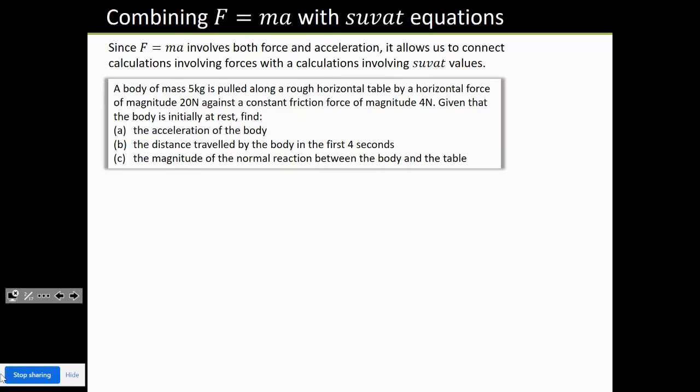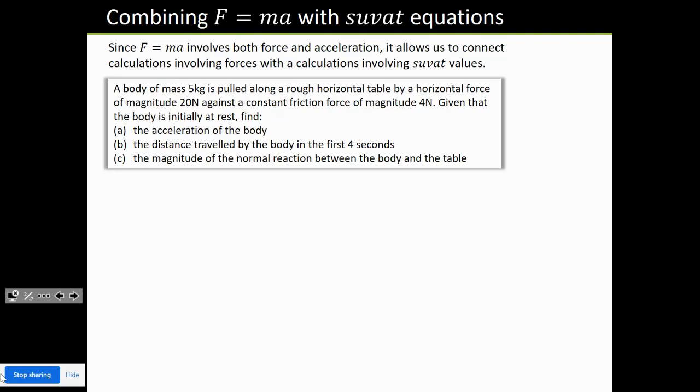So we can combine F equals ma with the SUVAT equations, because acceleration is part of the SUVAT equations. We can calculate acceleration based on forces and masses, and we can go the other way as well. If we're given information that works with SUVAT equations, then we can calculate our force. And we're talking specifically here, if you remember, about constant accelerations. We're not talking about variable accelerations when we use SUVAT equations.